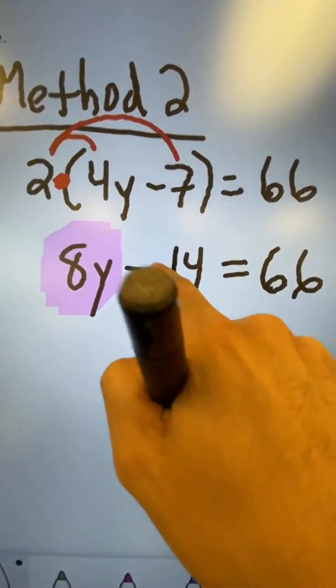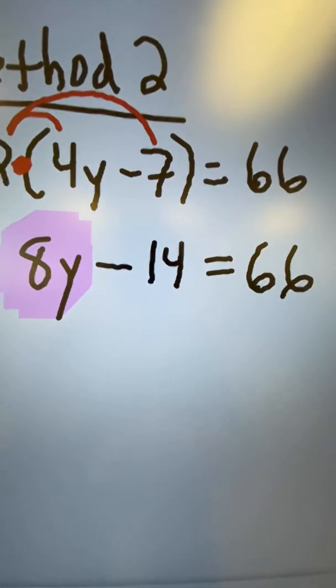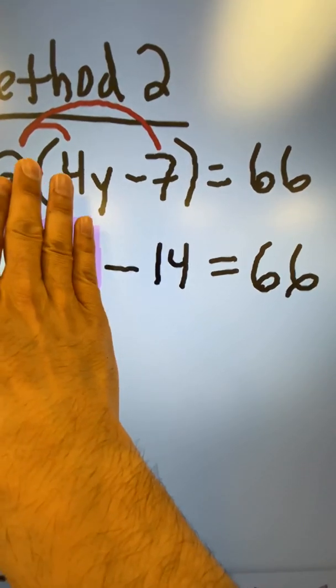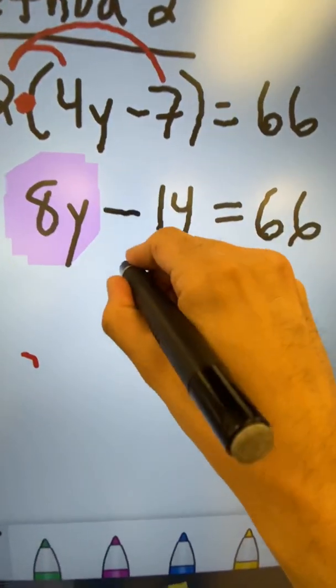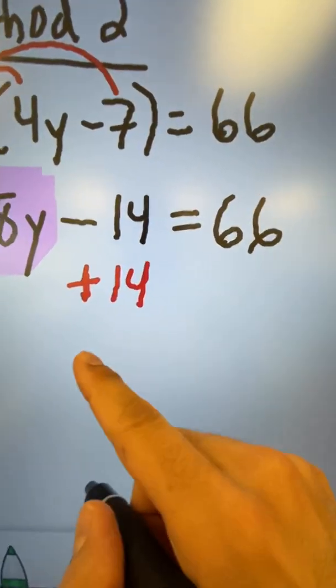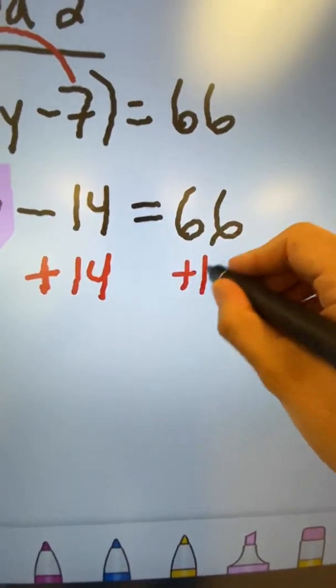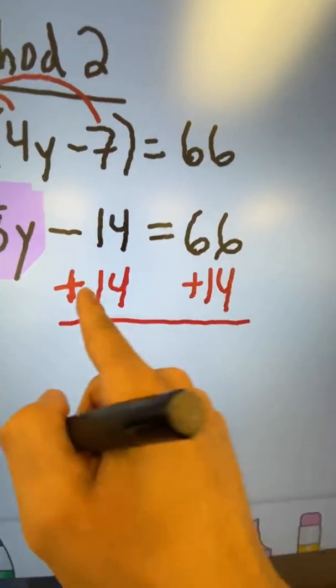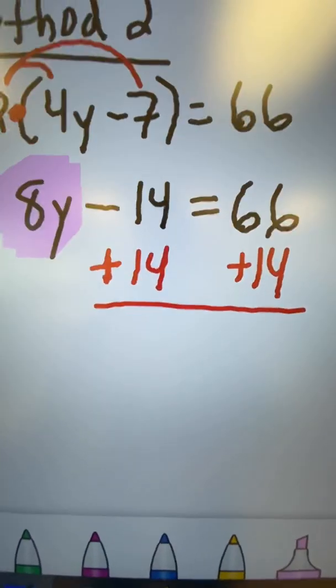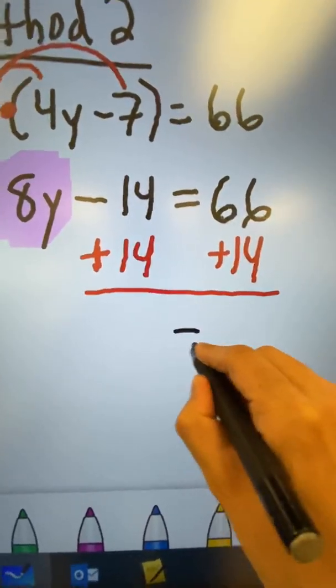So in other words, what's the opposite of this number here? The opposite of a negative, so if I ignore this, that's like saying negative 14. The opposite of a negative is a positive. So I'm going to put plus 14 here. And I have to balance the equation. So whatever I do to this side, I have to do the same thing to the other side. And this is called the addition property of equality because I added the same amount to both sides to balance the equation. And now I'll bring down my equal sign, and I'm going to simplify.